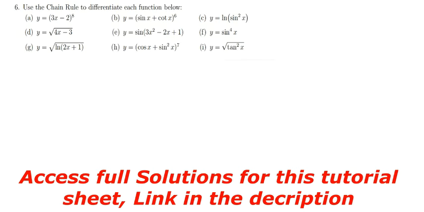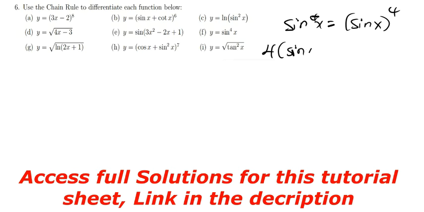Now it's basically the same principle. Sine 4x is basically the same as sine x raised to the power 4, like that. So use chain rule. You drop the power, so the power is 4. Then you keep this constant. The power reduced by 1, so it's going to be 3 times the derivative of what is inside is going to be cos.